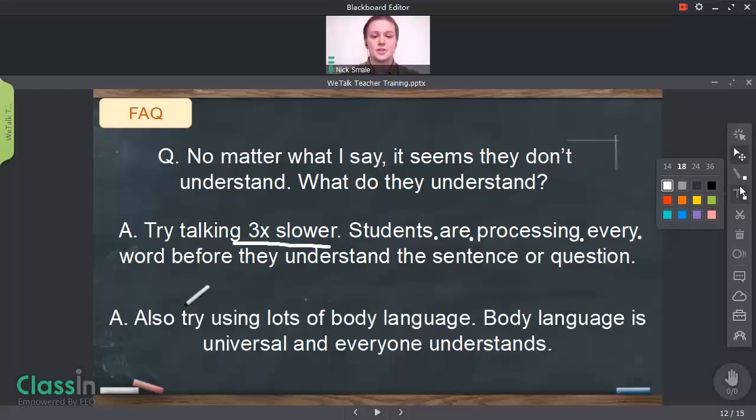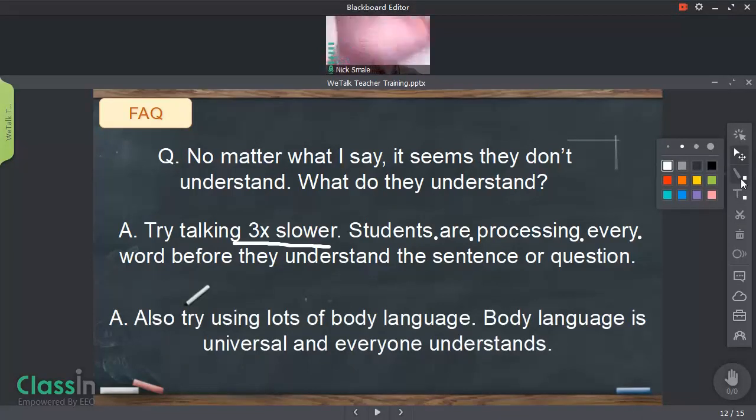Another thing is to use your body language. If you can touch your camera, you are too close. So back it up. And at this distance, you can say, stand up, please. Sit down, please. Hands up, hands down. I say, you say. With body language, you can communicate across languages.